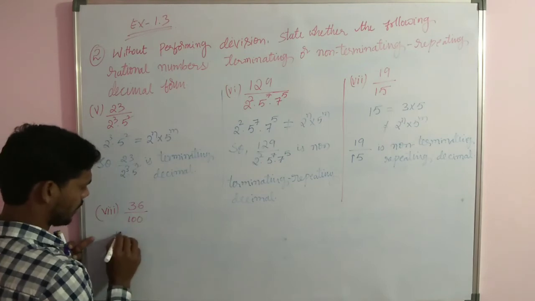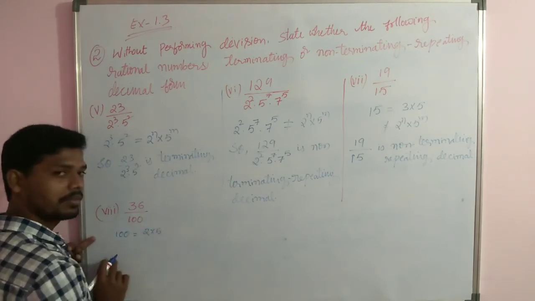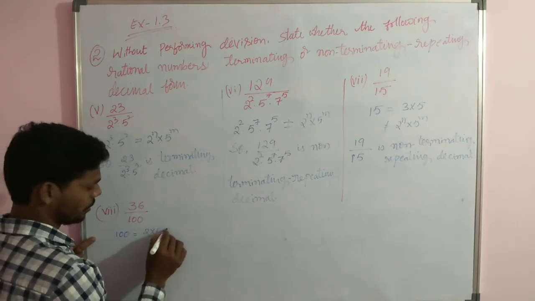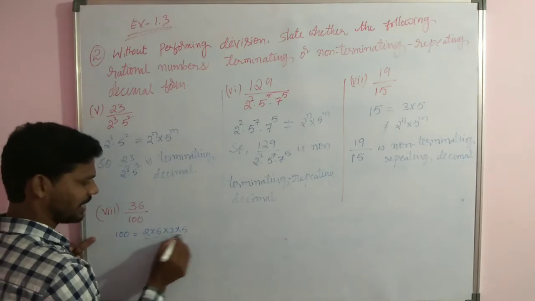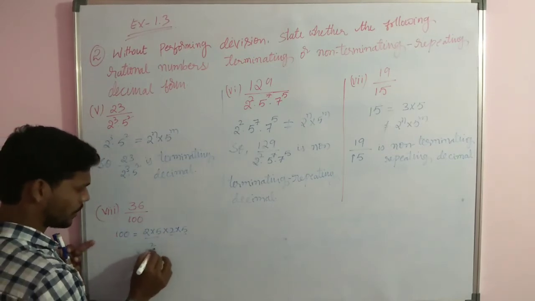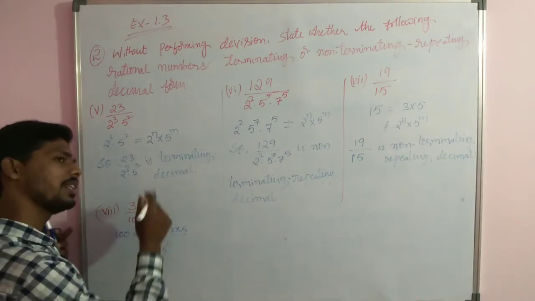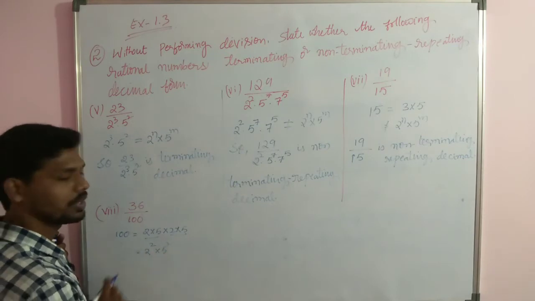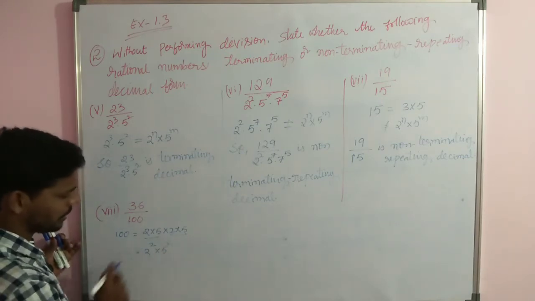100 can be written as 2 into 5, again 2 into 5. 2 5s are 10, again 2 5s are 10, 10 10s are 100. So that is 2 square into 5 square. Otherwise you can write 10 square, and 10 can be written as 2 into 5. So this is in the form of 2 powers and 5 powers.